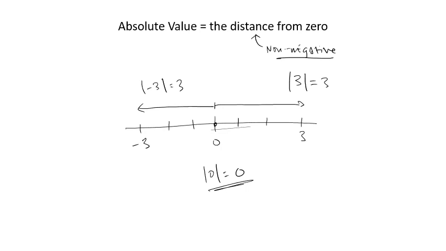There's only one. And you might be able to tell from this, the extension of this, how many numbers would have an absolute value of, say, -6. Well, none, because again, it can't be a negative number. It has to be non-negative. So two numbers will have a positive absolute value, only one number will have a 0 absolute value, and then no numbers will have a negative absolute value.